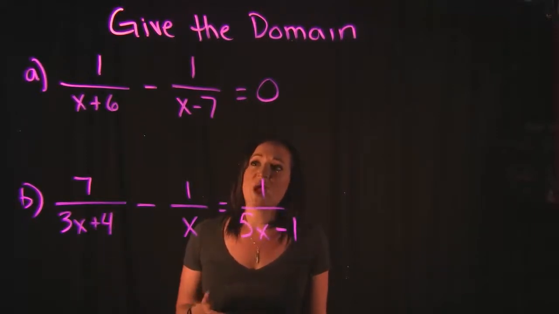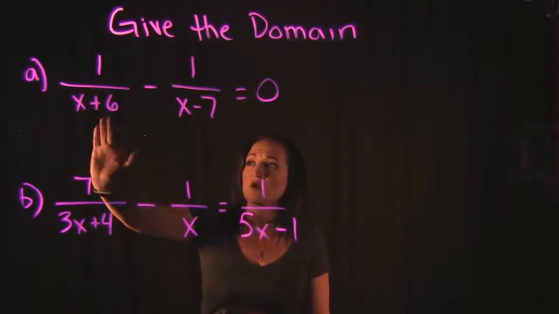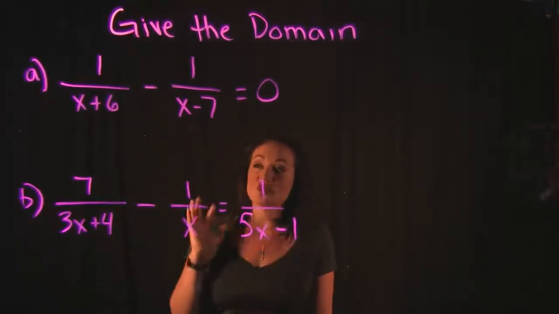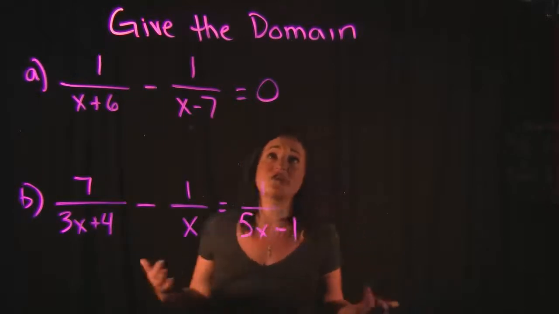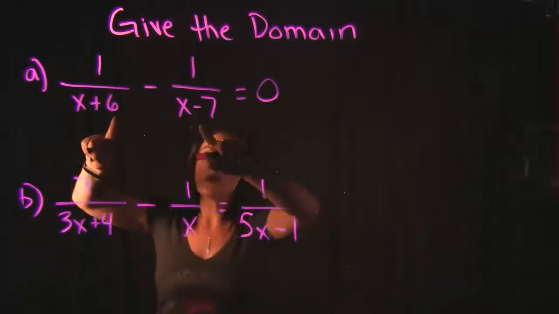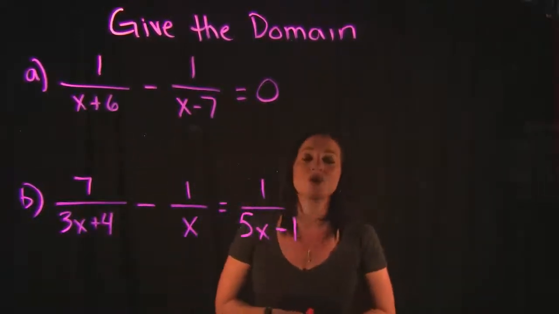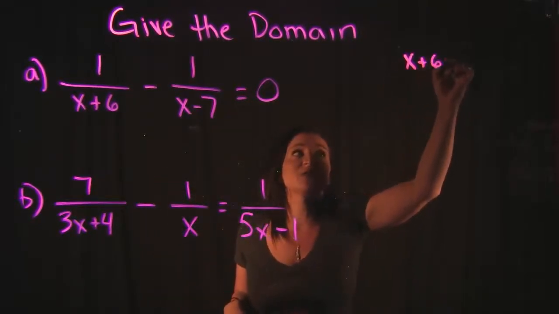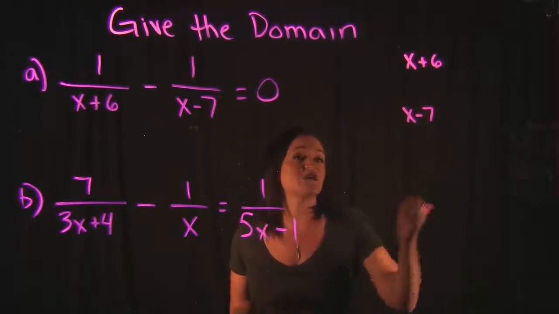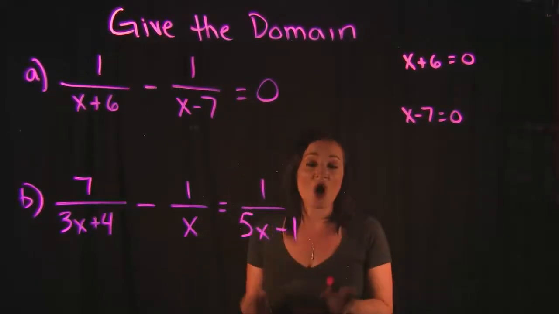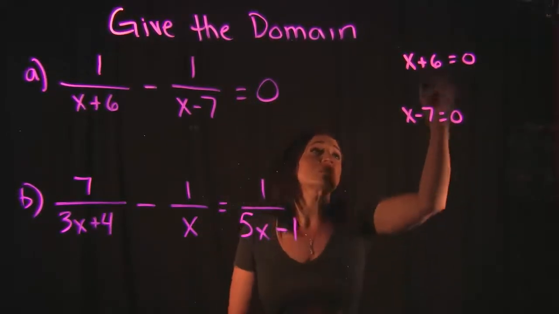Starting with example A, I want you to take a look at every single denominator that you have in the equation. So we have the denominator of x plus 6 right over here, and then we have the denominator x minus 7. So we're going to focus on those two there. And essentially the domain of this equation is going to be negative infinity to positive infinity, except where these denominators equal 0. So in order to find that, we're going to take the denominators in our equation. So again, that is x plus 6, and that is x minus 7. And what we're going to do is take those denominators, set them equal to 0, and solve those little mini equations.